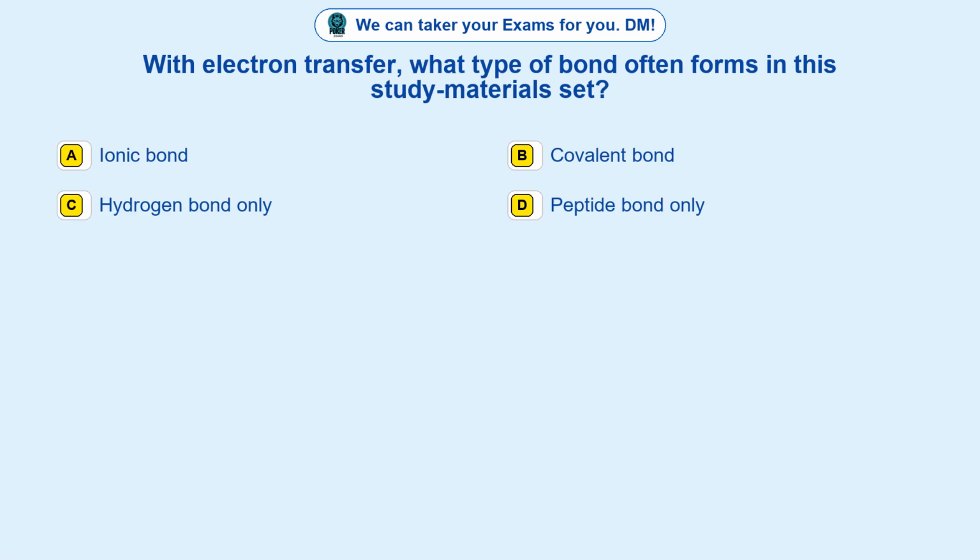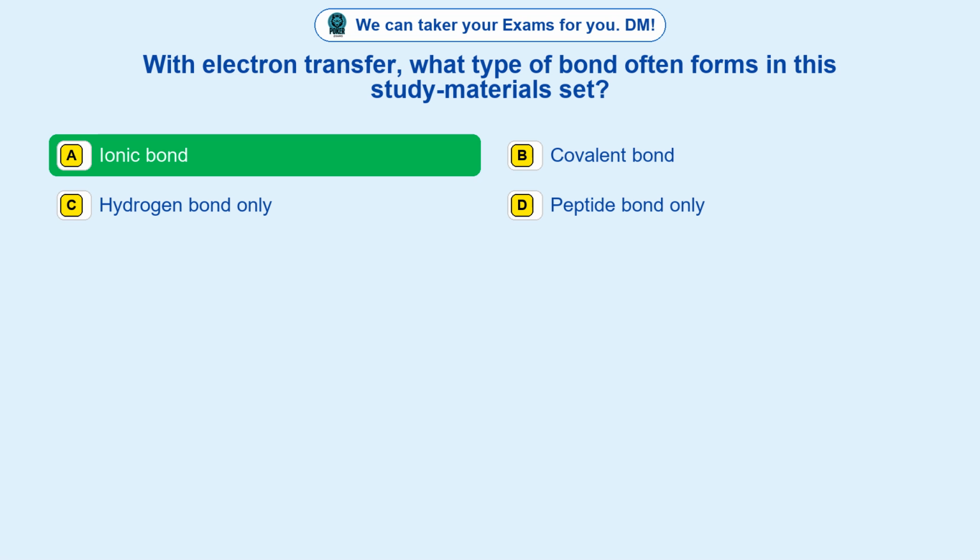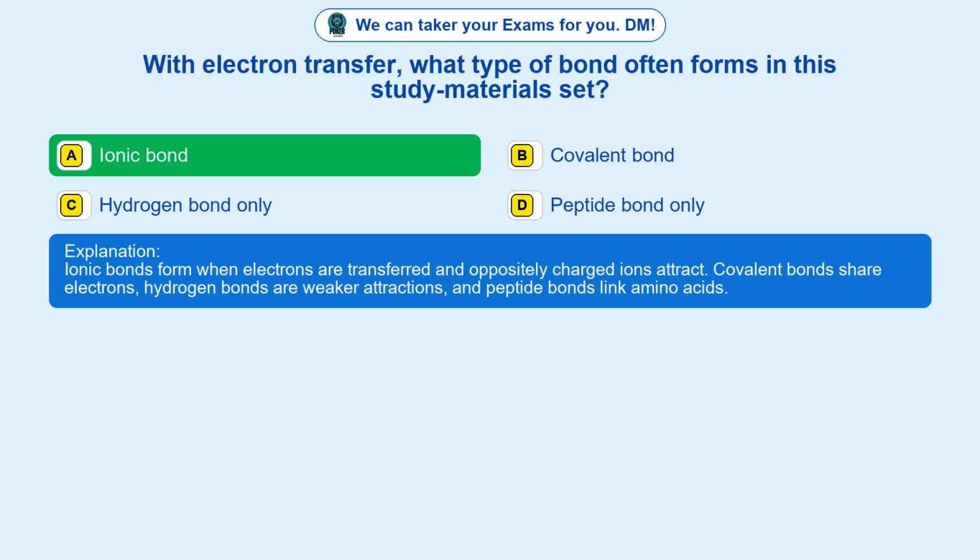Question 33. With electron transfer, what type of bond often forms in this study material set? Option A, ionic bond. Option B, covalent bond. Option C, hydrogen bond only. Option D, peptide bond only. The correct answer is option A. Ionic bond. Ionic bonds form when electrons are transferred and oppositely charged ions attract. Covalent bonds share electrons, hydrogen bonds are weaker attractions, and peptide bonds link amino acids.